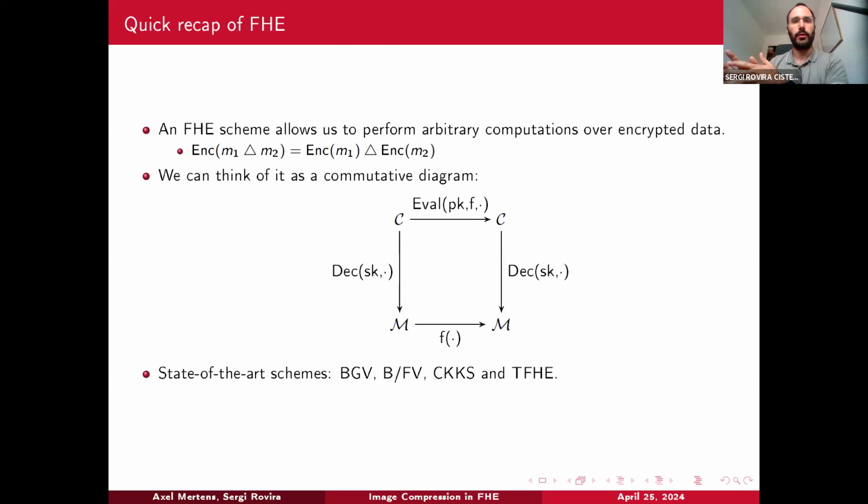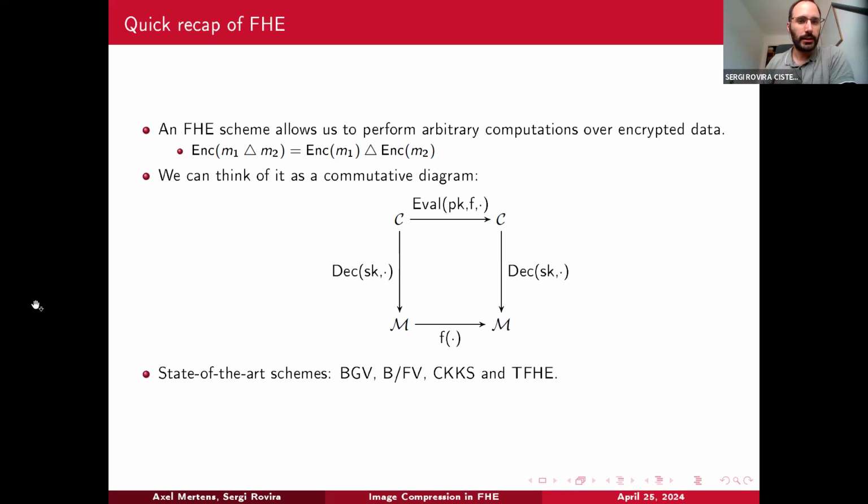Though another way to think about FHE is that it's a technology that makes this diagram commutative. So if we start in the upper left corner with some ciphertext, then we can either go down and use a secret key to decrypt and then apply a function over this plaintext, or we can start with a ciphertext and use the evaluation function of the FHE scheme to homomorphically evaluate the ciphertext and then do the decryption, and the result should be the same.